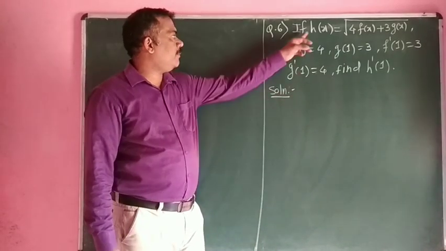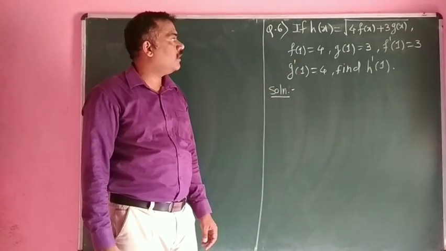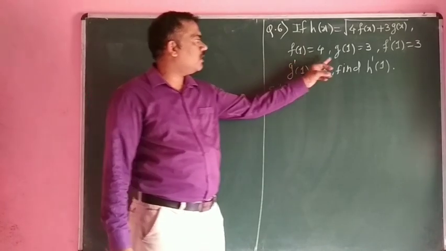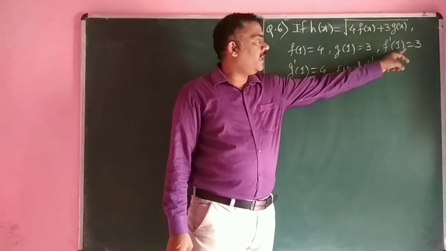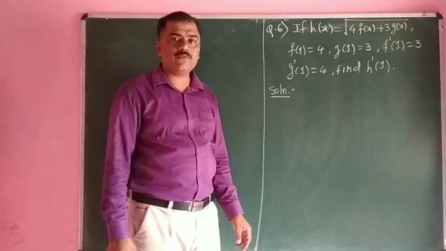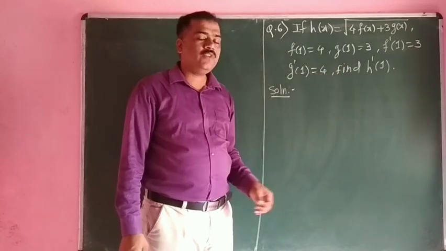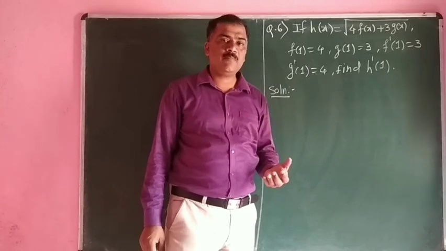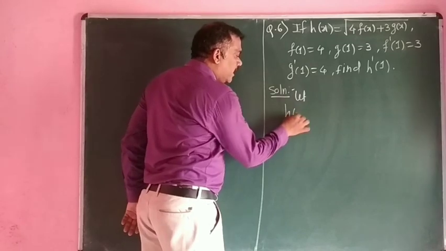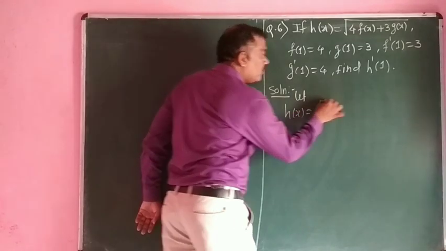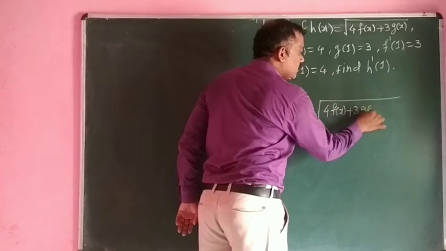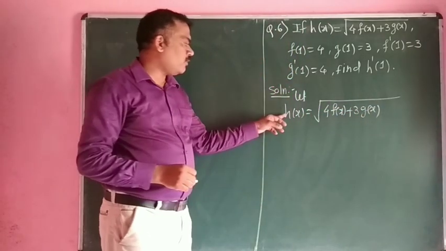Question number 6 is, if h of x is equal to under square root of 4 times f of x plus 3 times g of x, where f of 1 is equal to 4, g of 1 is equal to 3, f dash of 1 is equal to 3, g dash of 1 is equal to 4, find h dash of 1. To find h dash of 1, we need to find h dash of x. So let h of x is equal to under square root of 4 times f of x plus 3 times g of x. First of all, we have to find h dash of x.